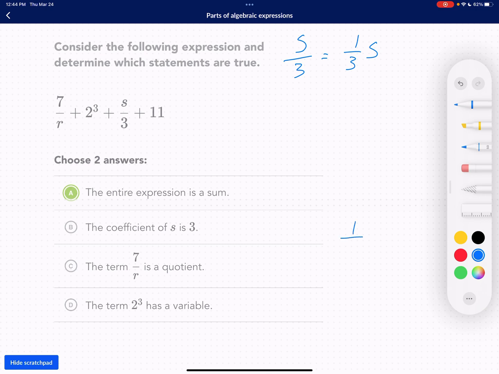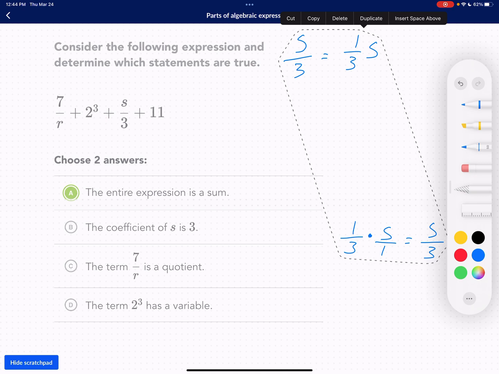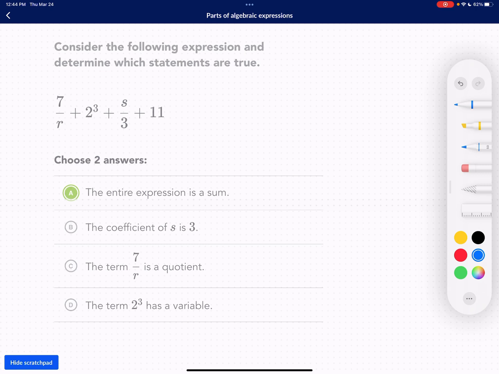If I take 1 over 3 and I multiply it times S, that's the same thing as multiplying it times S over 1. Because anything over 1 is itself. And then I can do top times top, 1 times S to get S, and bottom times bottom, 3 times 1 to get 3. So that right there shows that those are the same thing. So in this case, when it says the coefficient is 3, it's not. That is a false statement. The coefficient on S would be 1/3, so it's not going to be that one.